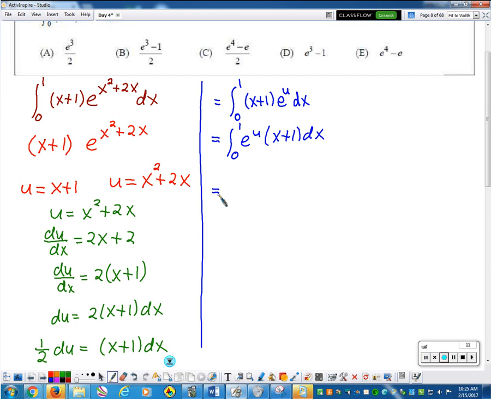Go ahead. Integral from 0 to 1, e to the u. Since x plus 1 dx is equal to 1 half du, we just pull out the 1 half. And as Ellie very nicely explained, that's kind of where we got to last night when we were doing u substitution. We didn't have any limits, so we just take the antiderivative and back substitute. The new thing today is to change the limits. So somebody talk about that.